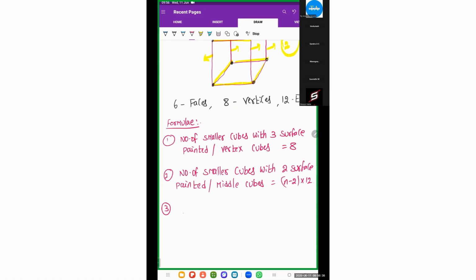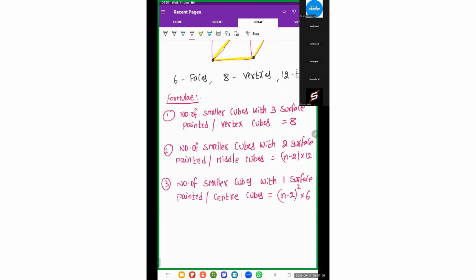The number of smaller cubes with one surface painted are the center cubes. The count is n minus 2 whole square, into 6. N minus 2 whole square into 6.